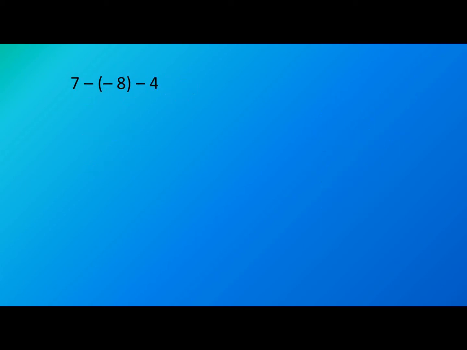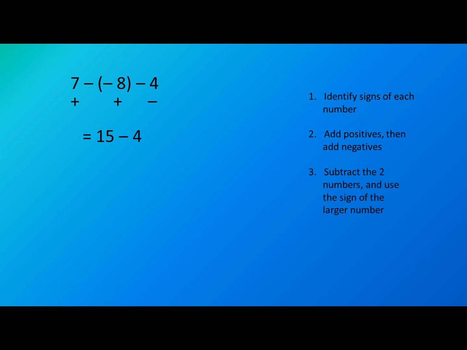Next, we have 7 minus -8 minus 4. Again, identify the signs. 7 is a positive, minus -8 is a positive, and minus 4 is a negative. Add them all up. 7 and 8 are the positive. 7 plus 8 is 15. -4 is the only negative, so it's -4. And so we've got 15 minus 4. And 15 minus 4 is 11. What's the sign? The sign is going to be positive because the 15 is positive, and that's the larger number.